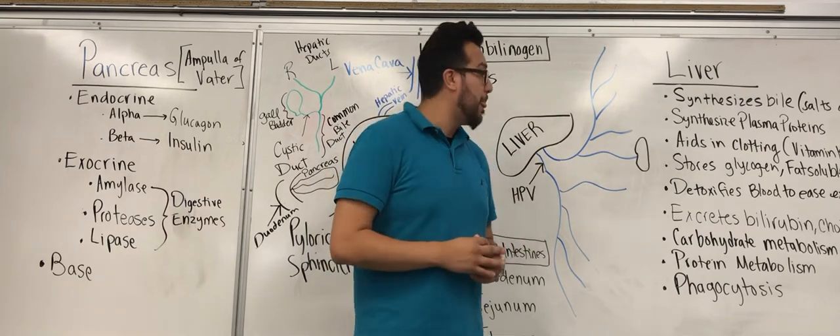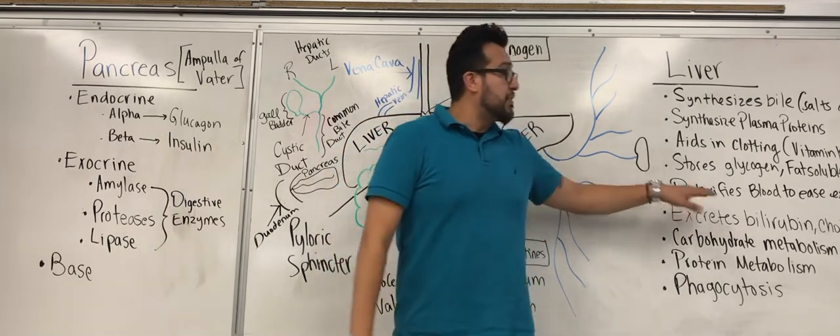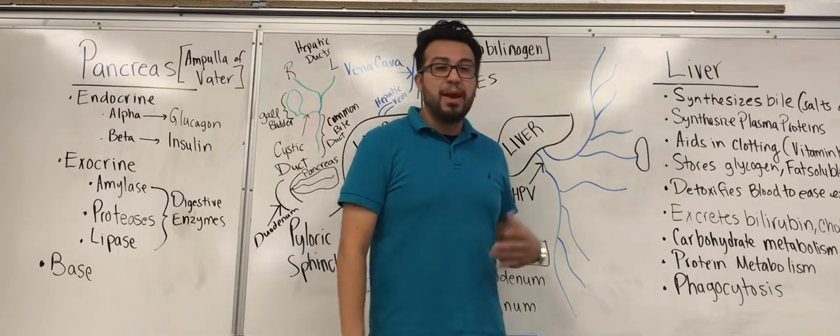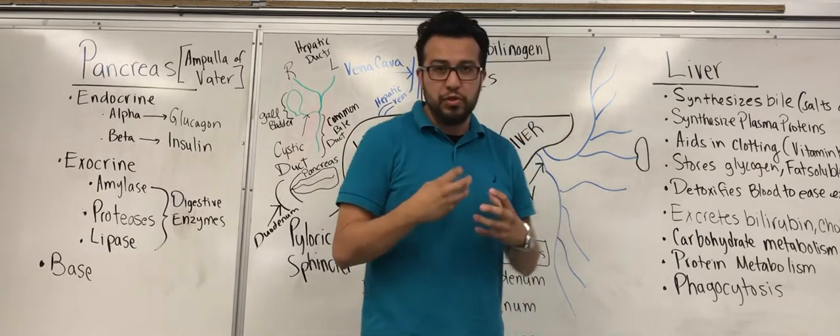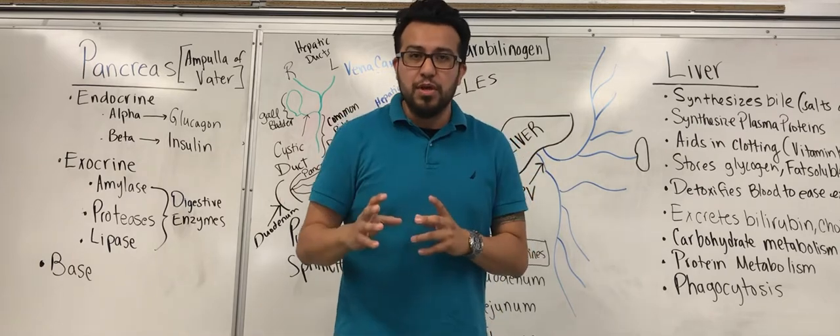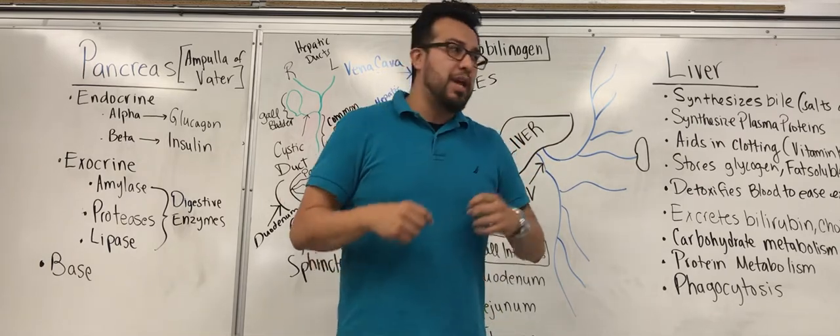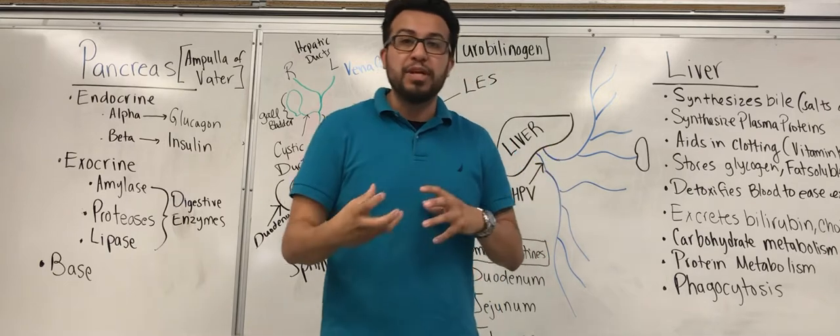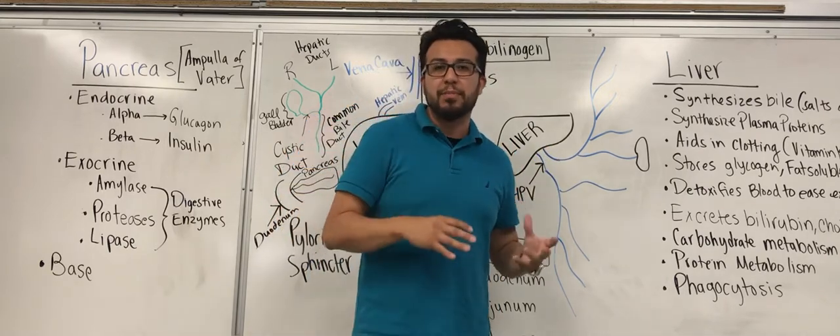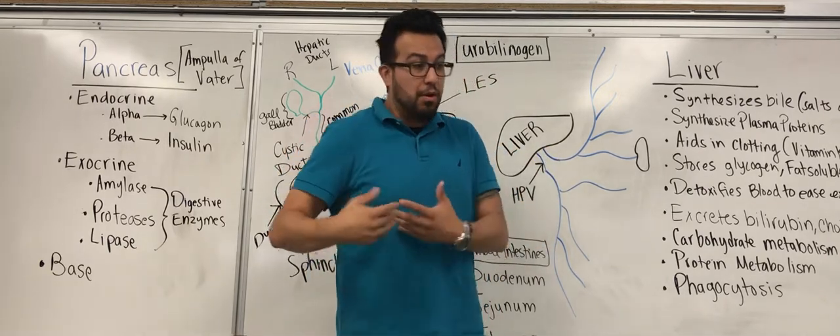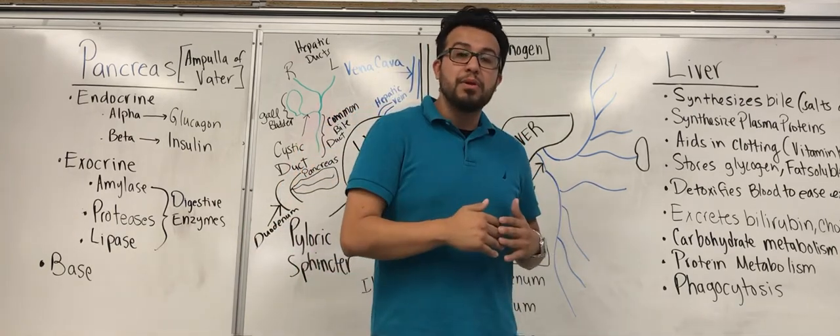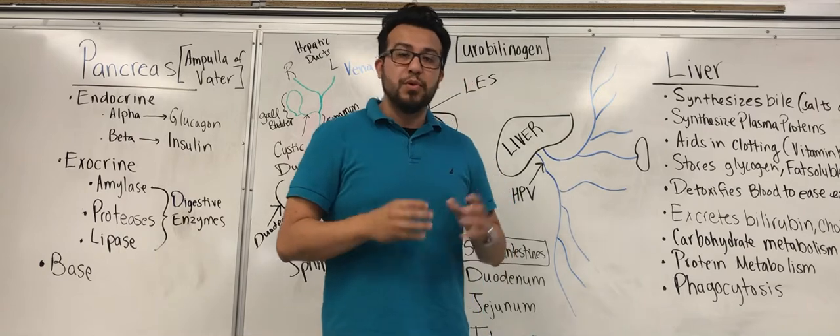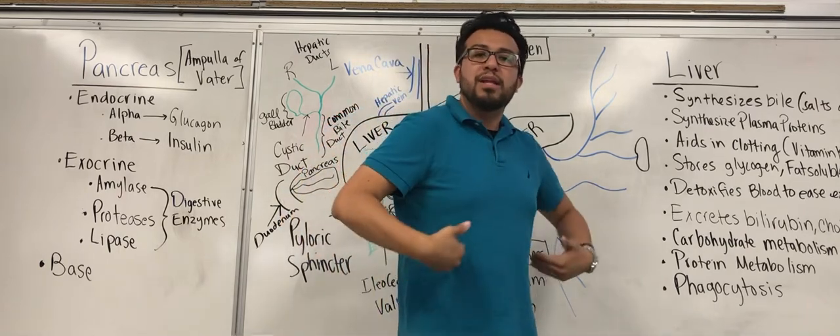B12 is very important. The liver also detoxifies blood to ease excretion by the kidneys. So for instance, when we're breaking down any type of protein that we consume, we have nitrogenous waste, we have uric acid, we have different types of ammonias. These are the byproducts of protein catabolism, of protein breakdown. Our liver gets all of those elements, and it helps break them down into more simple substances so it can send them to the kidneys, and our kidneys can excrete them.